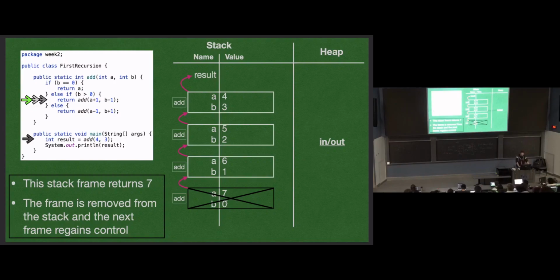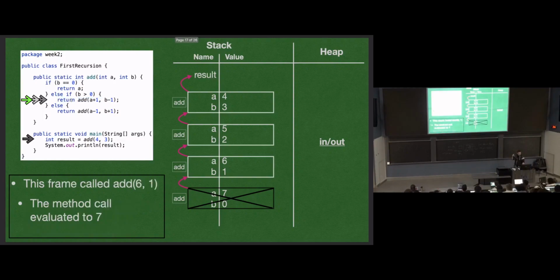this stack frame regains control and gets the return value 7 from this stack frame that just returned. So return 7, the stack frame on the top of the stack now was waiting for this call to resolve. That call resolved to 7. And it's just going to return it. It's not going to do anything with it, but return it to the next stack frame. So that call of add of 6, 1, return 7.